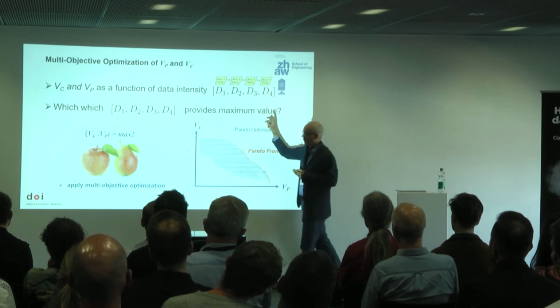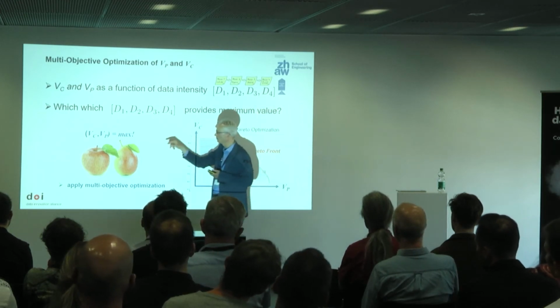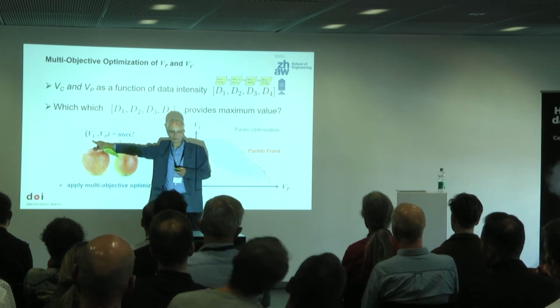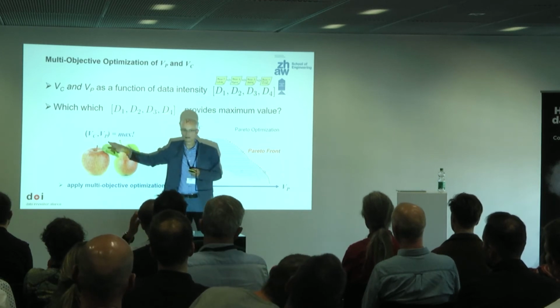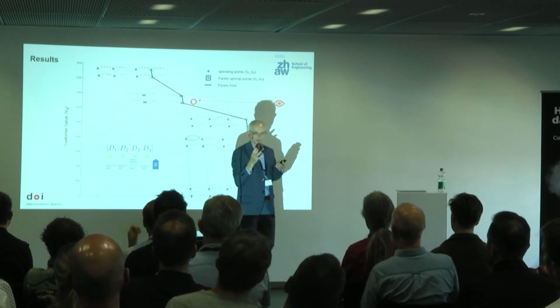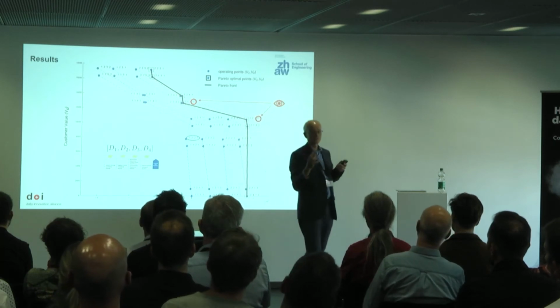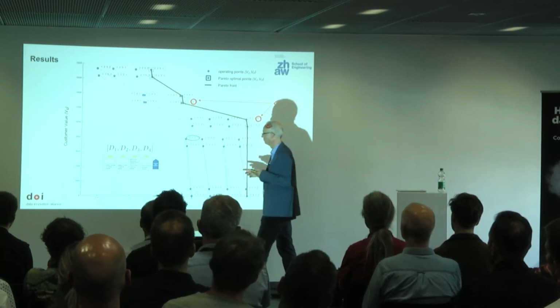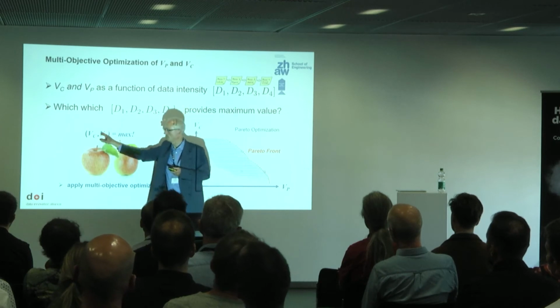There's one problem. Maximum value means both of these: value for customer and value for provider. How do we do that? We have two variables. Now, a natural reflex would be to sum them. Take the sum of both, VC plus VP, and maximize that.